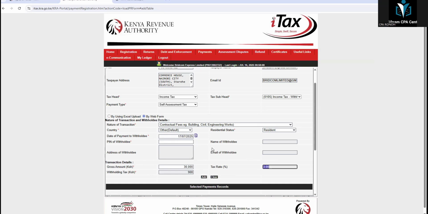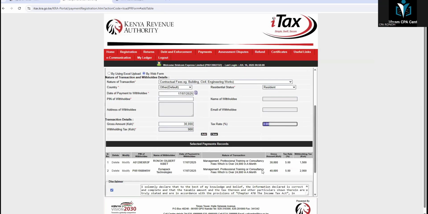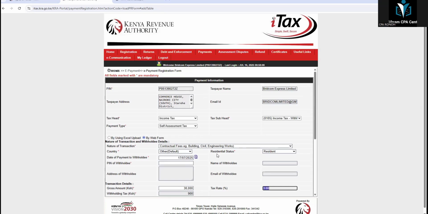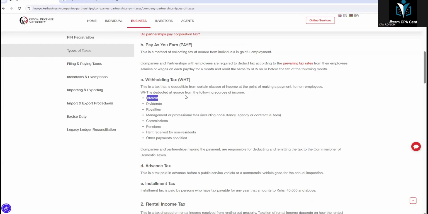So you don't need to worry even with the rates, but you also need to know the rates so that at the point of payment, you will know how much you are going to withhold. So that is for the withholding. So once you submit, you will get the payment registration, the payment slip, which has the PRN number. You write the check, you go and pay. So that is all about the withholding. Unless there is a question, then you can ask.